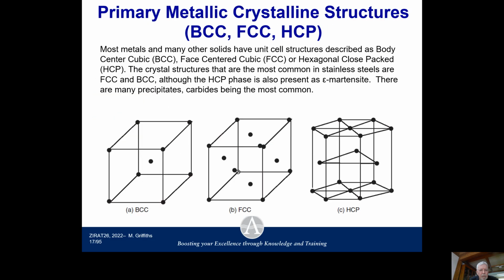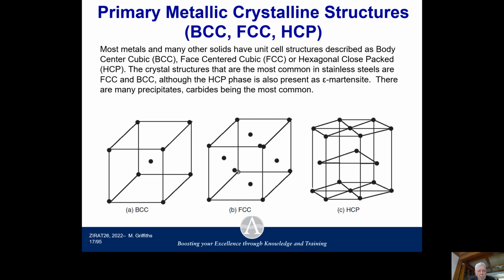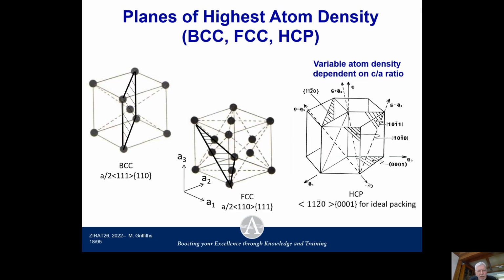Oh, didn't want to do that. Not quite sure why that didn't show up. Oh, okay. Anyway, I was going to show something else about hexagonal, but I'll get onto that later.